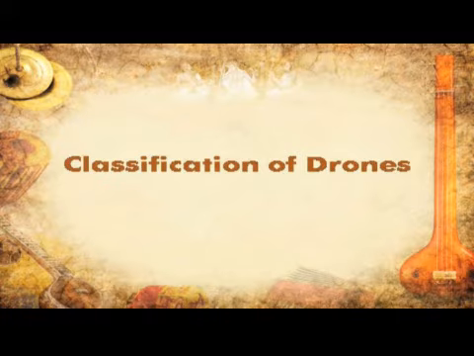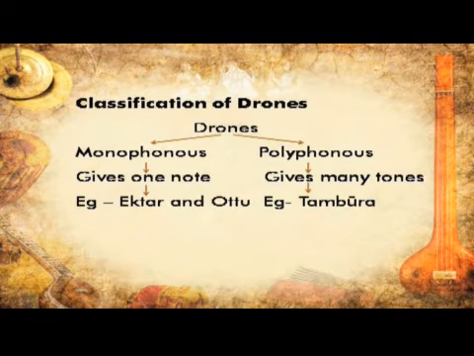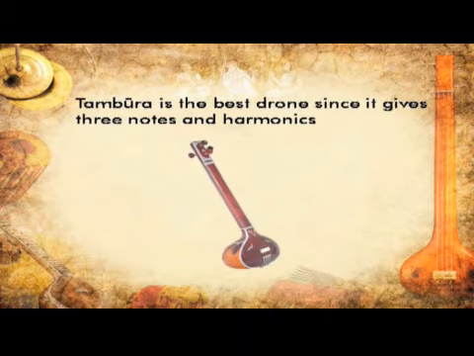Classification of drones. Drones are of two kinds, monophonous and polyphonous. The ektar and otte, which give only single notes, are instances of monophonous drones. A Shruti box giving three notes, sa, pa, sa, at the same time is an instance of polyphonous drone. The tambura is the best of the drones since, besides giving three notes, it gives rich harmonics or overtones.